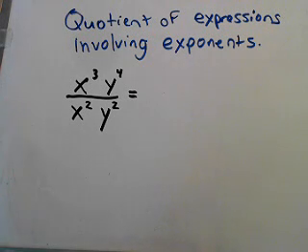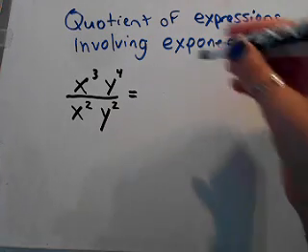Here we're going to talk about quotient of expressions involving exponents. So what happens, we have some different variables, different letters mixed up here, and we're having division. So if you remember from the individual cases, what happens when you're dividing two things with the same base? Well, once again, we'll first go back to just writing it out to see what does it mean.